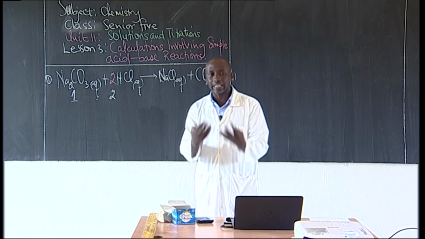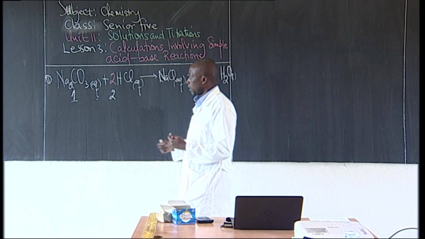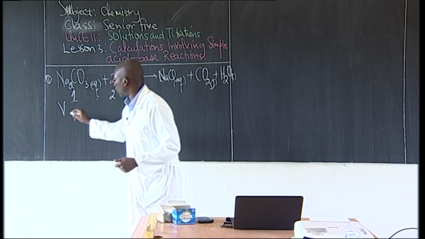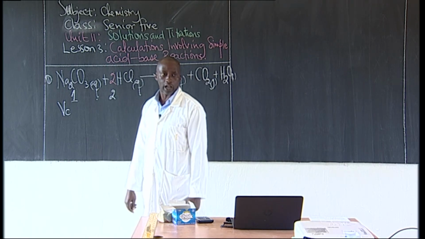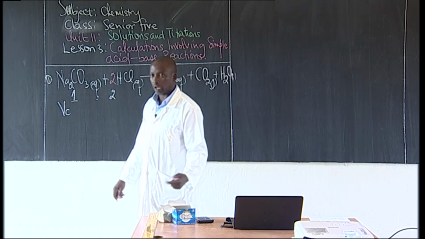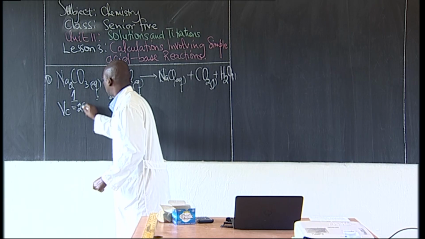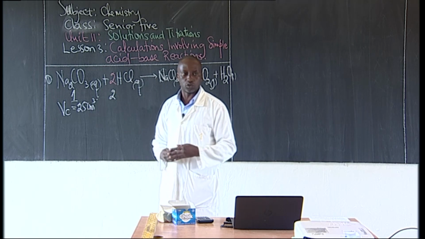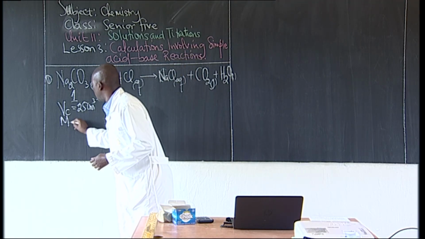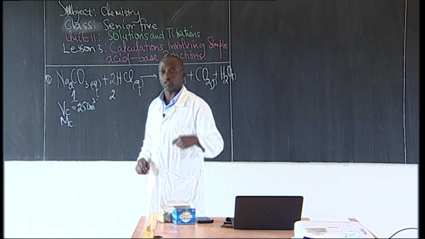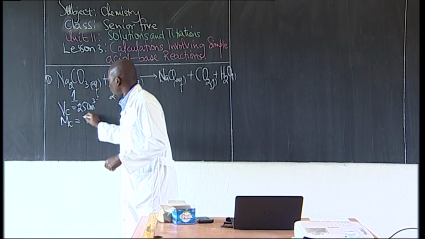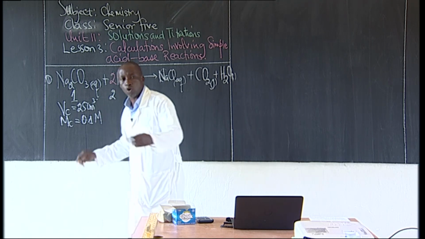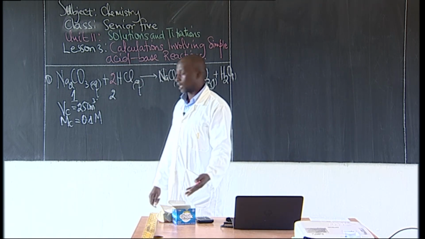So what is the data that we have? We are just going to look at the volume. I'll just call it VC, which is the volume of the carbonate. What is the volume of the carbonate? 25 cubic centimeters. So you need to first identify the data that you are going to use. What is the molarity? So this one I'll call it molarity of the carbonate, MC, which is 0.1 molar or moles per liter, because this is the molarity.